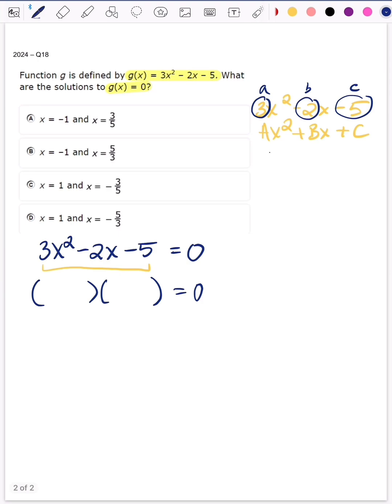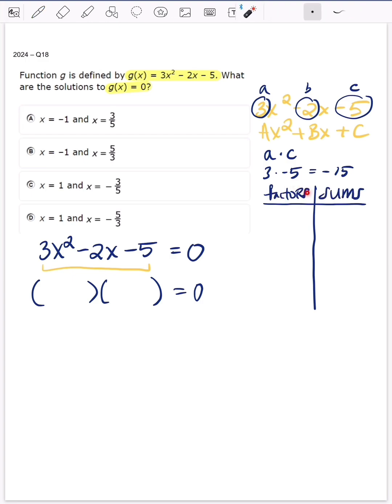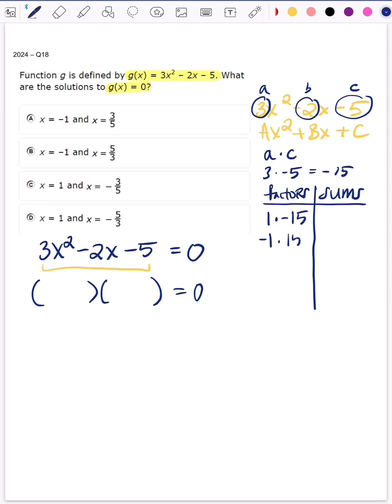The trick is to multiply a times c, 3 times -5, that gives you -15. So when we make our factor table, we want to factor -15, not -5. First column has my factors. I'm going to list every possible factor pair that can give me a -15. All of these numbers, when multiplied together, give me -15. Instead of actually multiplying these out, I want to find the sum. I'm going to add each pair.